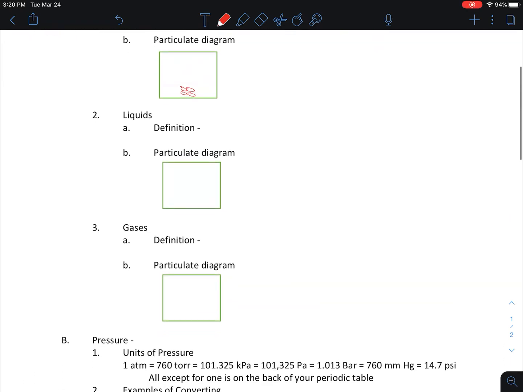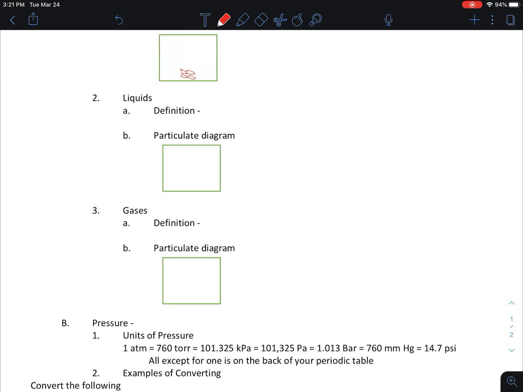All right, rolling down. We have our liquids. Our liquids definition is that they have a definite volume, but not a definite shape. So we know that the shape will change. It'll take the shape of a container. So if we go with our next favorite shape, maybe a triangle, and we put our triangles here on the bottom, they're kind of taking the shape of the container.